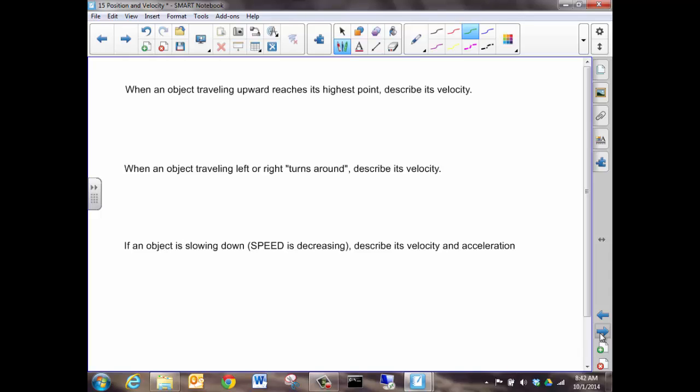These are critical questions that I want you to be able to answer because these are always fun problems to me. But you need to be able to answer these questions and refer to them. So just think about this. When an object traveling upward reaches its highest point, describe its velocity. Okay? Everybody agree with that? How do you know when it has reached its highest point? Ooh, now y'all said two different things. Well, no, you didn't. Velocity is 0, stops moving.